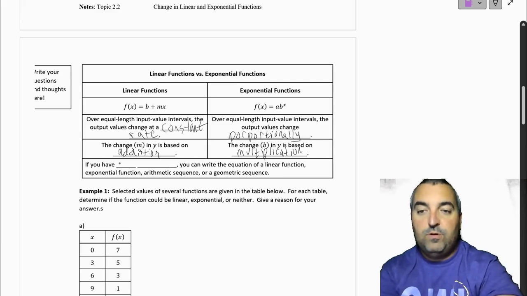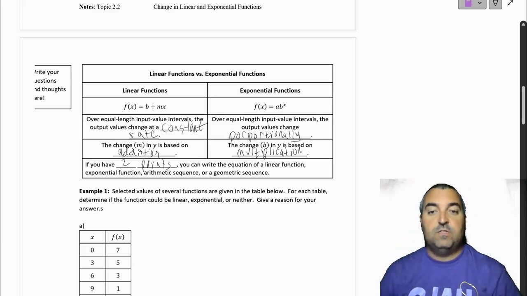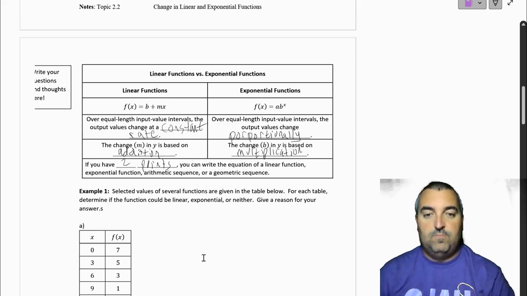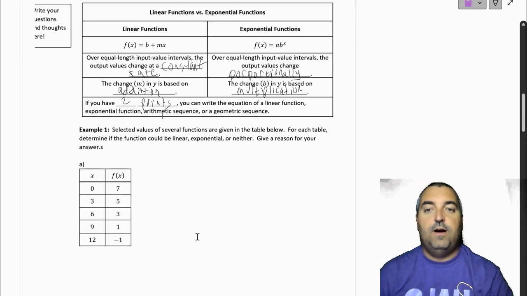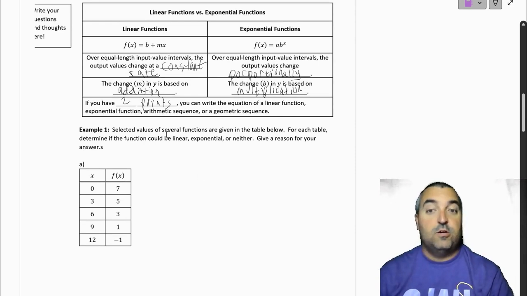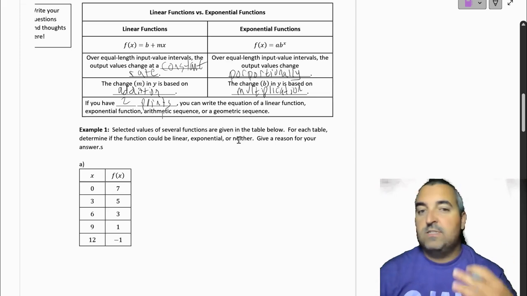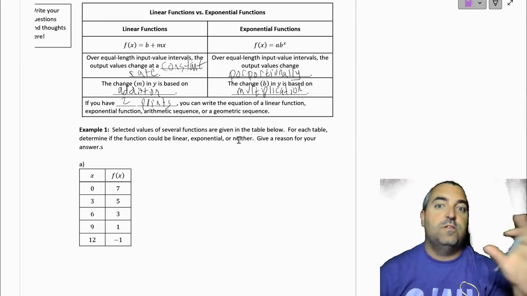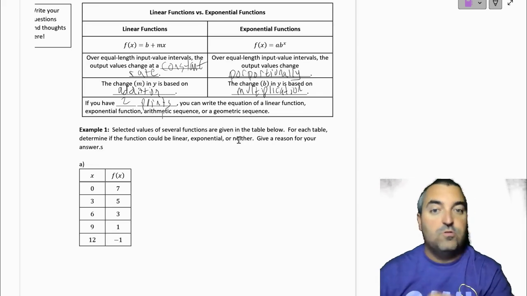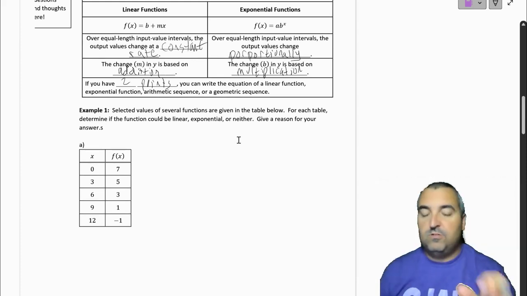And so if you have 2 points, you can write the equation of a linear function, exponential function, arithmetic sequence, or a geometric sequence. And if you have more than 2 points, you can determine which one you have. So here, example 1, we're asked to determine if it could be linear, exponential, or a different option. Quadratic is another option we've talked about previously, and there are others like logs that do come up. But here they just care about linear, exponential, or neither.